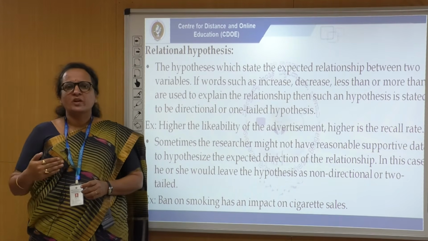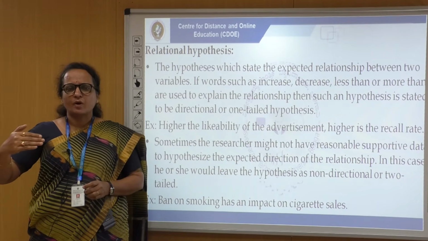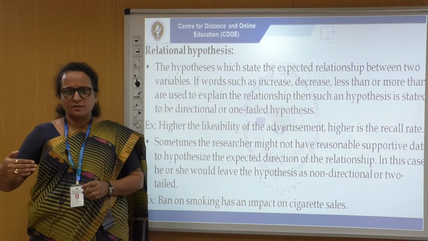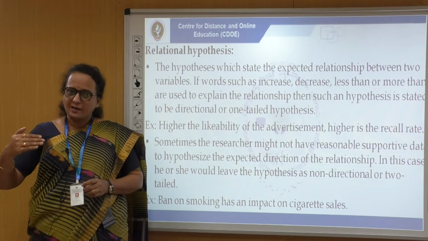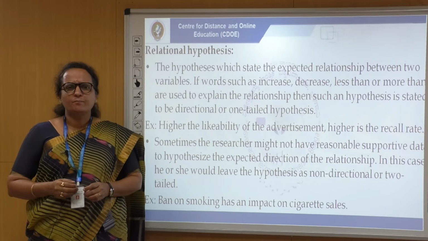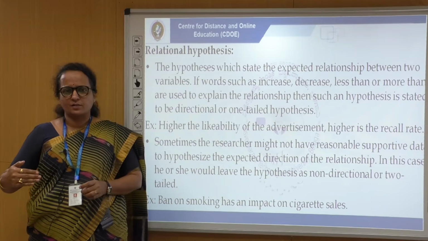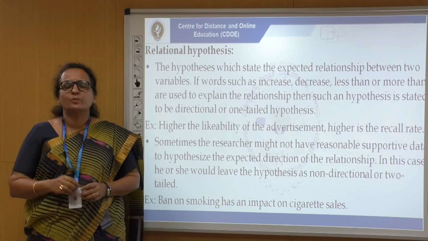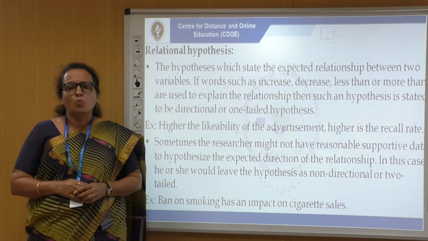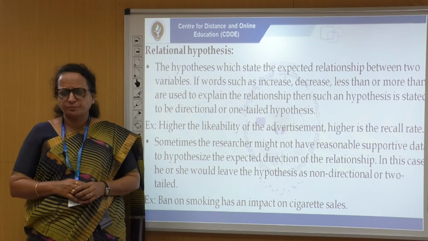Another example, if the price of the product increases, the sales of the product will decrease. This is also directional, but it is not a linear direction, it is an inverse direction. That is, if one increases, the other decreases. So such types of hypotheses are called one-tailed hypotheses or directional hypotheses.